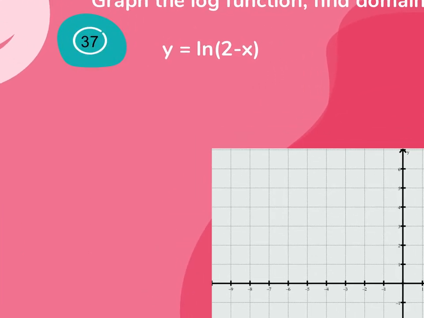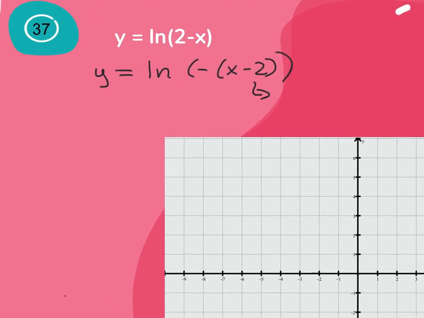So at first glance, you're thinking, oh, it's a reflection, and then it's going to be a shift to the left. But what we need to do is we don't want to take the log of a negative number. So I'm going to change this, and I'm going to factor out a negative 1, and then it becomes negative times (x minus 2). So now this is going to tell me that I'm going to shift it right 2 units, and then this negative sign is going to indicate the reflection across y.